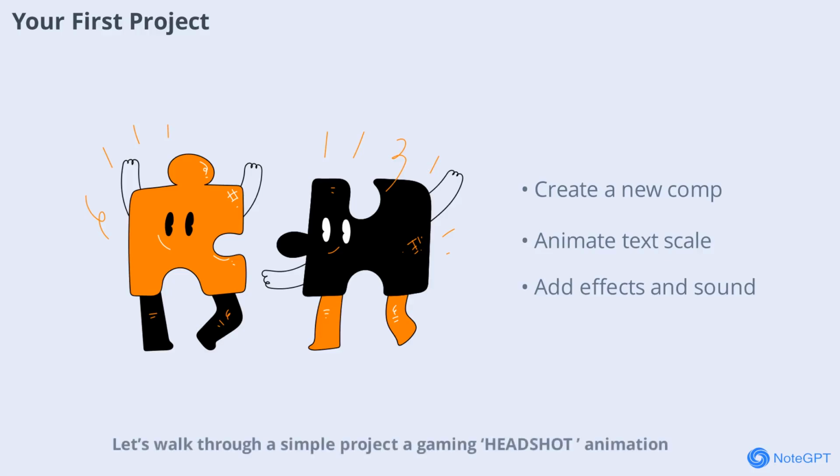Let's walk through a simple project: a gaming headshot animation. Create a new composition 1920x1080, 30 fps, 5 seconds, import your gameplay, add a text layer with "headshot", and animate its scale from 0% to 120% to 100% for a pop effect. Apply easy ease to the keyframes, add glow and motion blur, and finish with an impact sound. You've just built your first animated title.